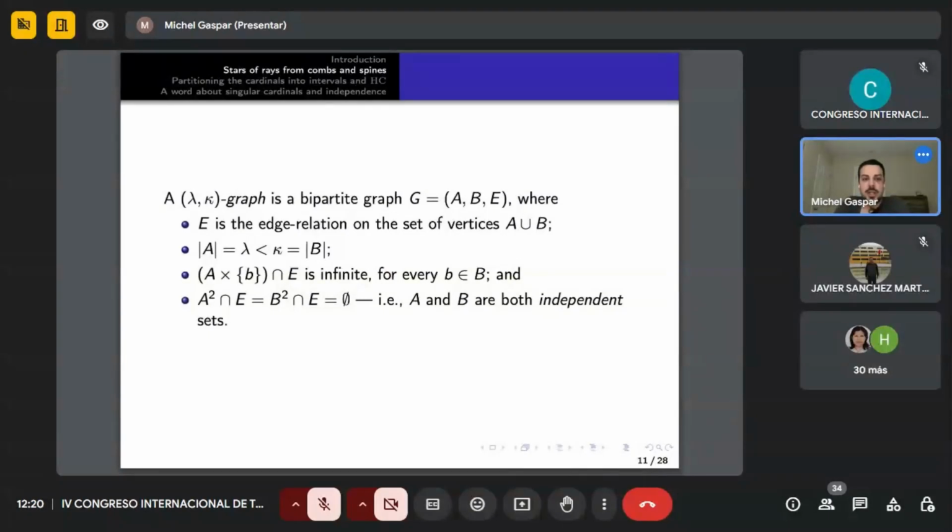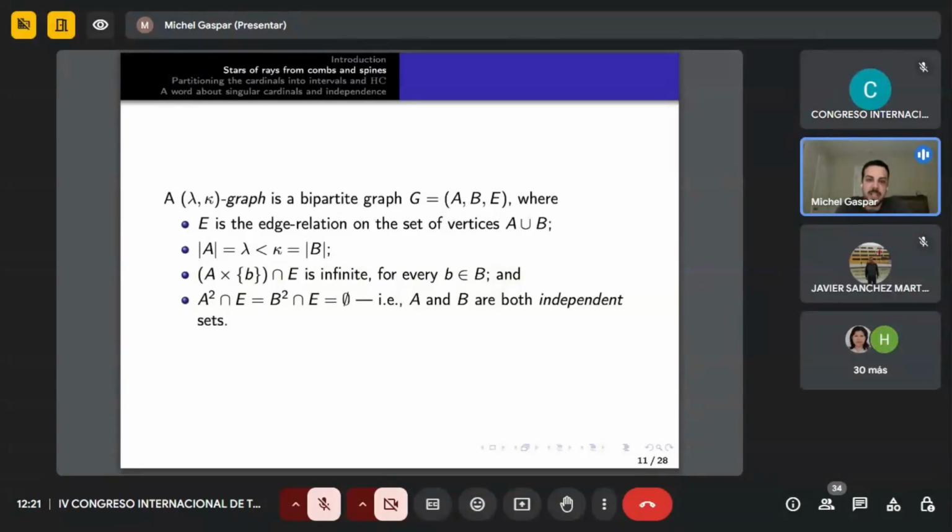So a lambda-kappa graph is a bipartite graph, a relation on the two sides of the set of vertices. The first one, A, has cardinality lambda, which is less than kappa. That's the one of B. And here we have some coherence properties. The last one says that they are independent sets that are covering the set of vertices. And this one in the middle is just a technical part of the definition for us that will be needed to construct our graph.